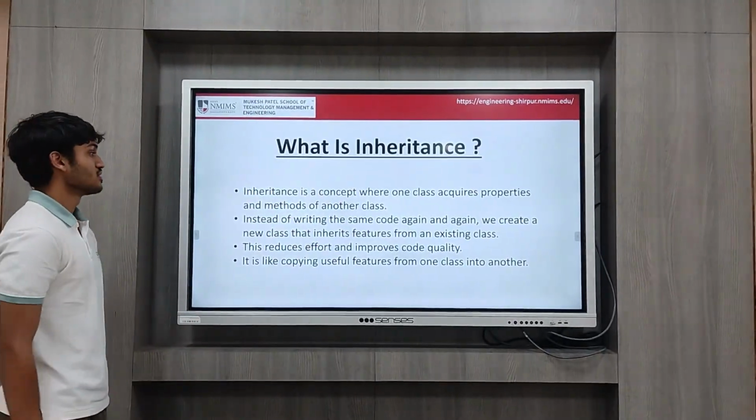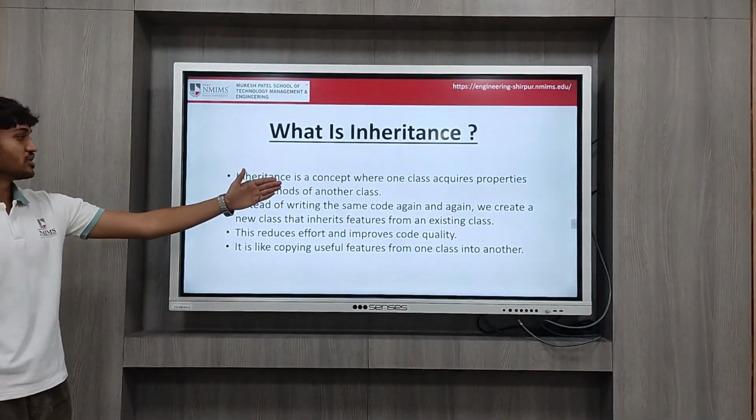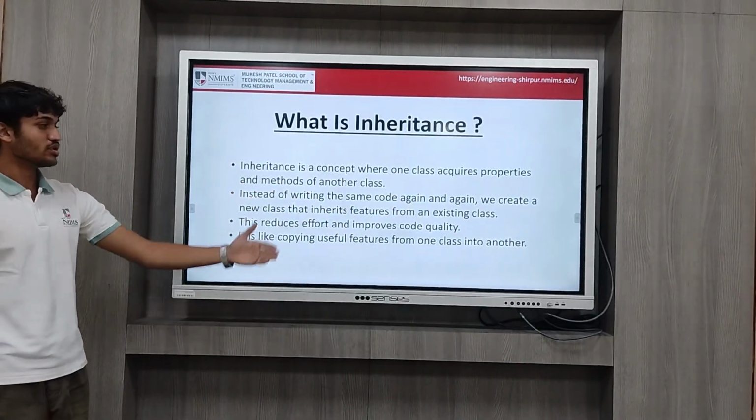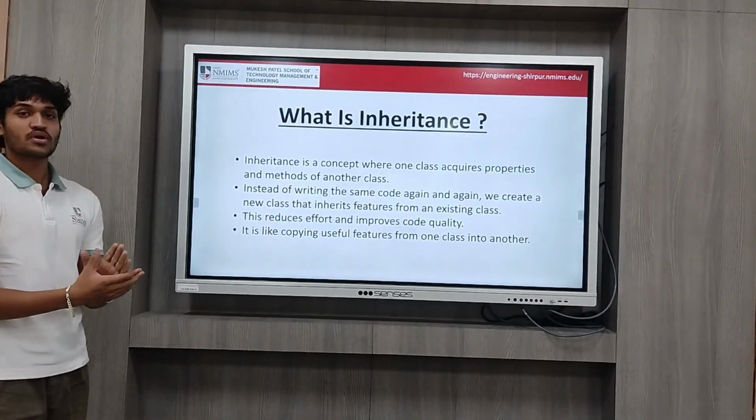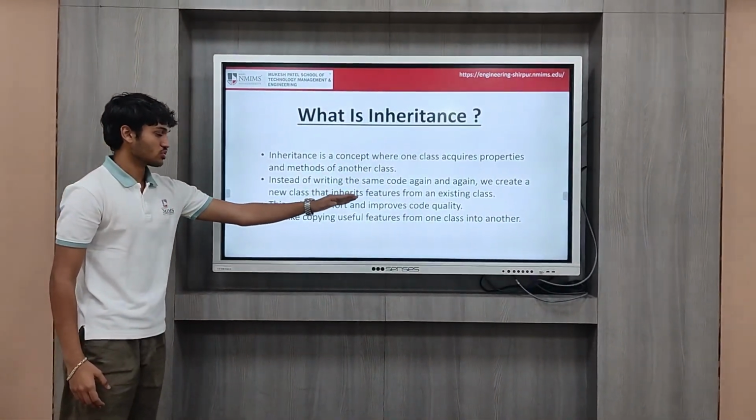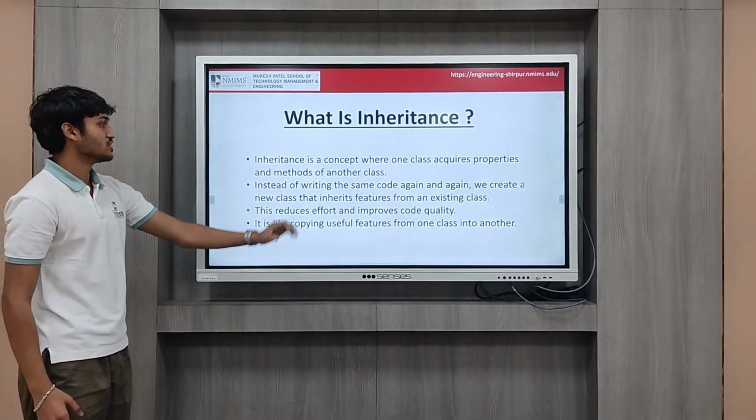What is inheritance? Inheritance is a concept where one class acquires properties and methods of another class. Instead of writing the same code again and again, we create a new class that inherits features from an existing class. This reduces effort and improves code quality. It's like copying useful features from one class into another.